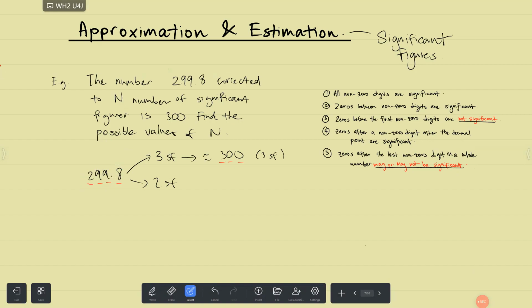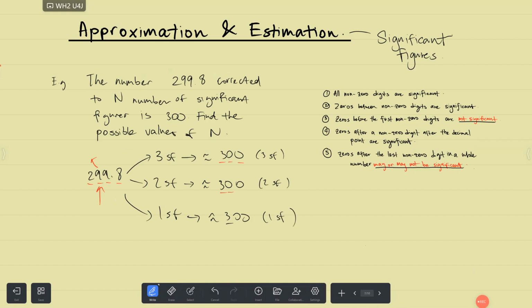Next, you round off to 2 SF. If you want 2 SF, you have to look at your third SF, and the third SF tells you to round up. So you also get 300, but in this case only the first two numbers are significant. Of course, as you can see the pattern, if you want to round off to 1 SF, it becomes very simple. You look at the second SF, and it tells you to round up, so you also get 300, which is 1 SF.